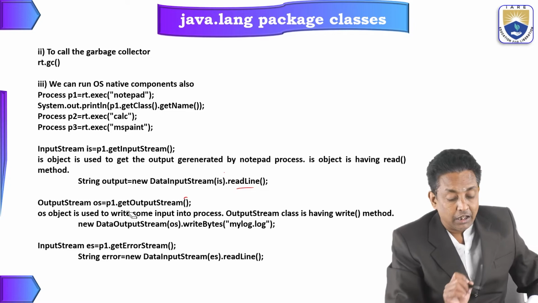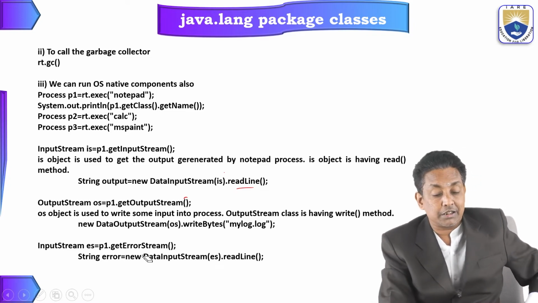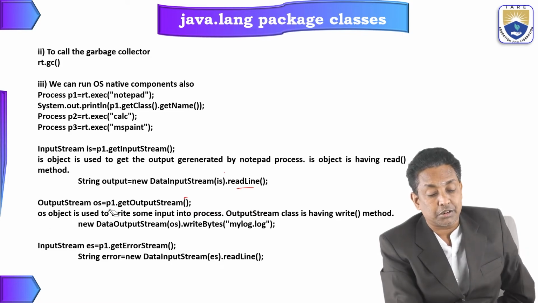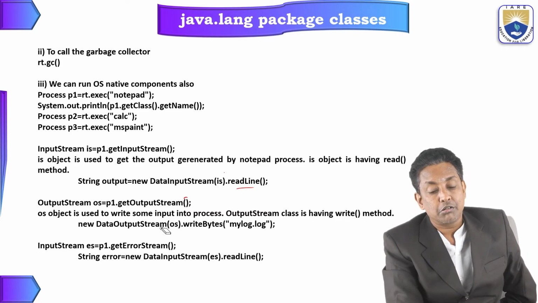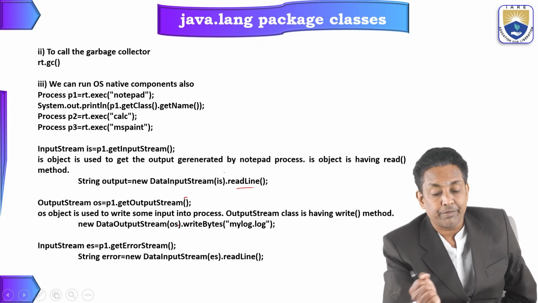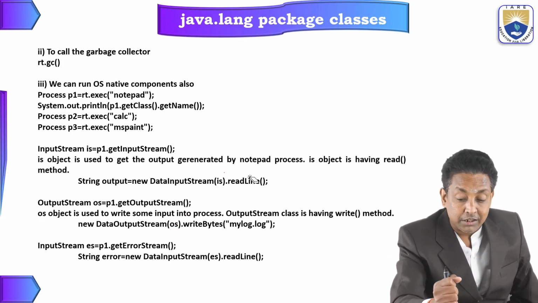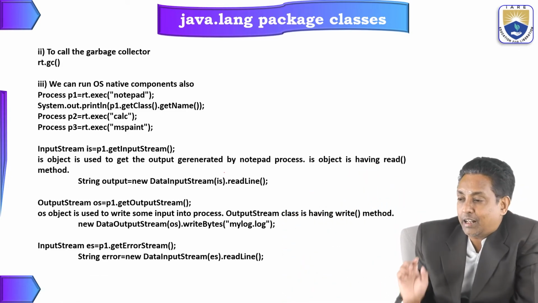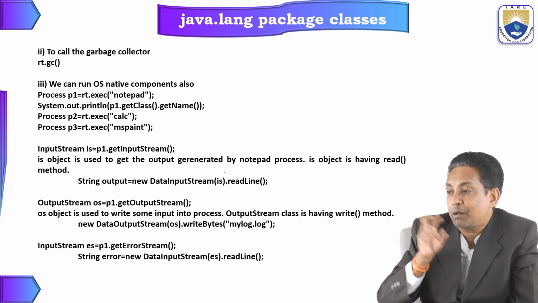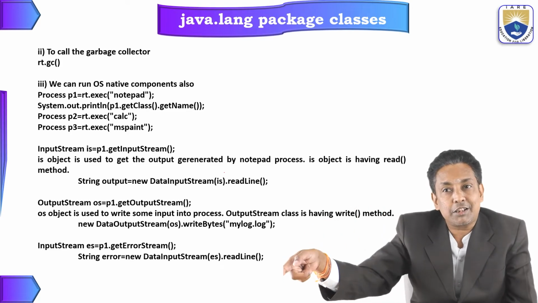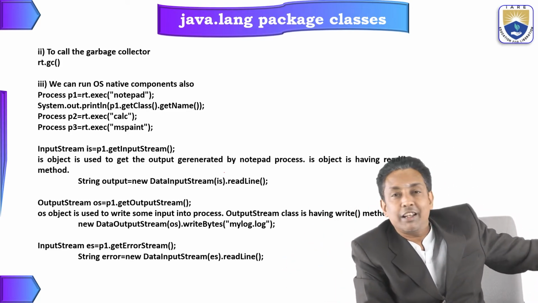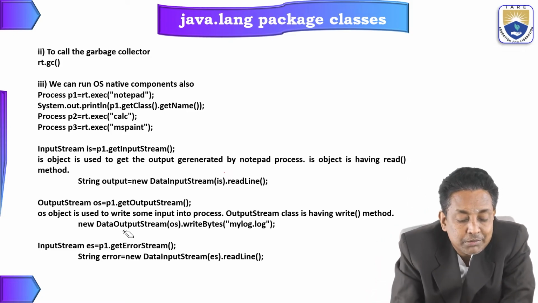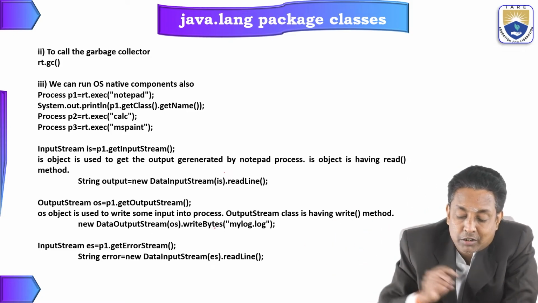Similarly, of these getOutputStream and getErrorStream, the output stream object is used to write some input into the process. See, to us, through a process, the out is nothing but writing output, but for the executing program it is input. Whatever we are writing here, that is input to the program. So the output stream object is used to write some input to the process.